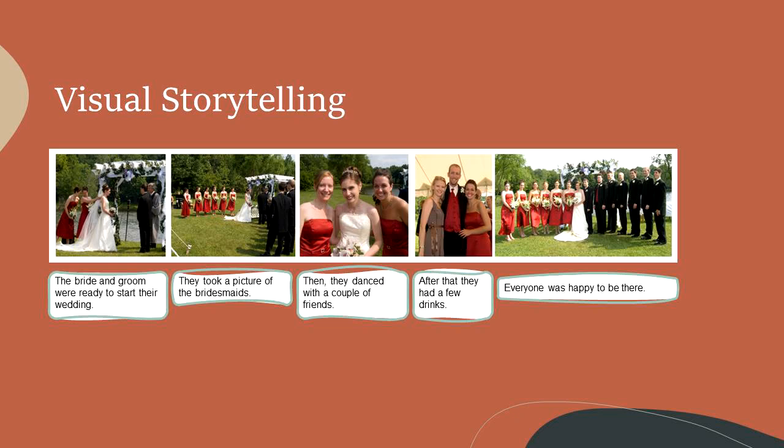A few sample stories output by our model are provided here. Although they're still not quite perfect, they're in general coherent, correct, and well organized. In the first example, telling a story about a sequence of wedding images, the model starts out by saying the bride and groom were ready to start their wedding. It follows by saying they took a picture of the bridesmaids, and then they danced with a couple of friends. Then it says after that they had a few drinks, and closes by saying everyone was happy to be there.